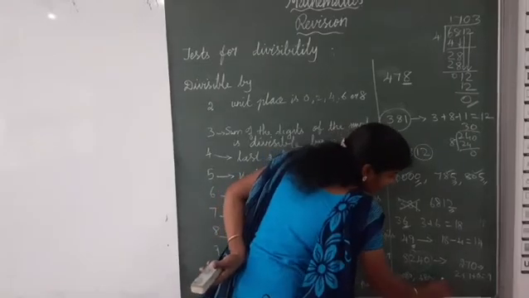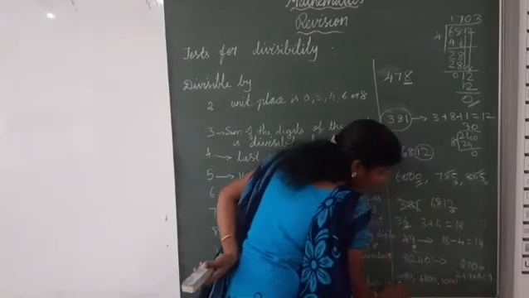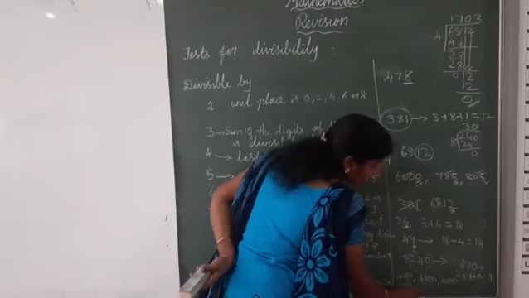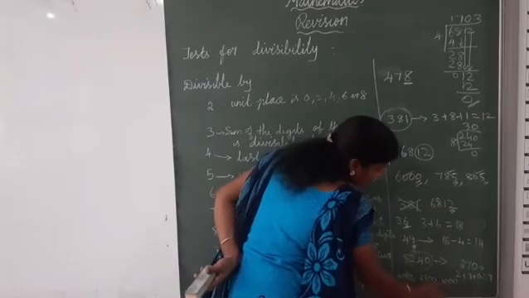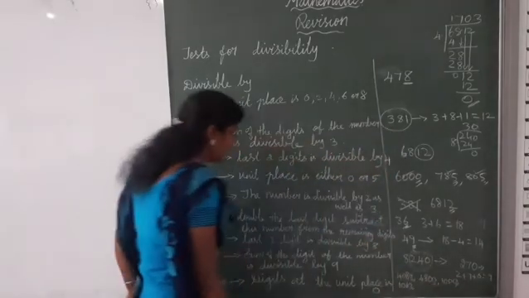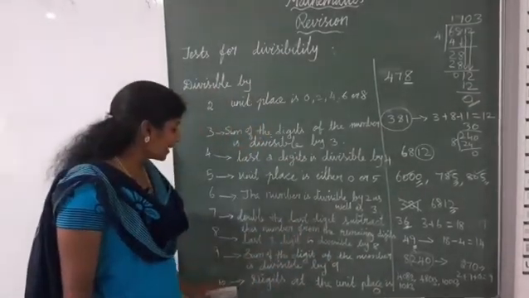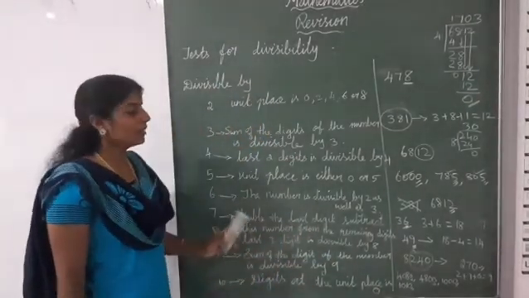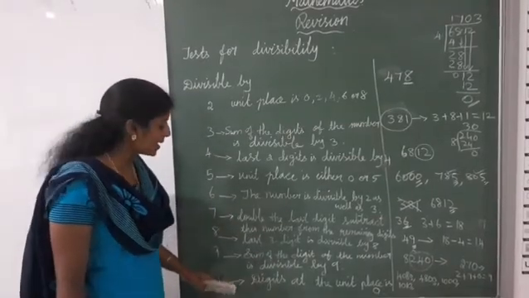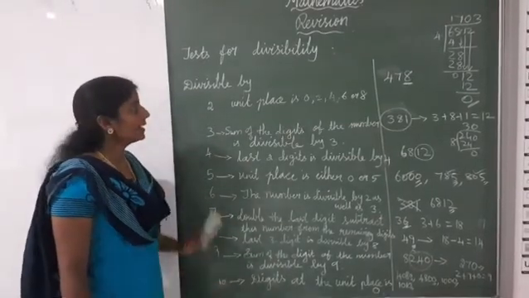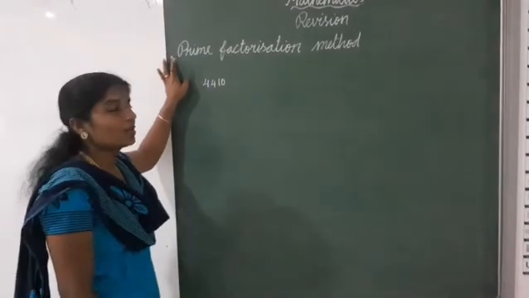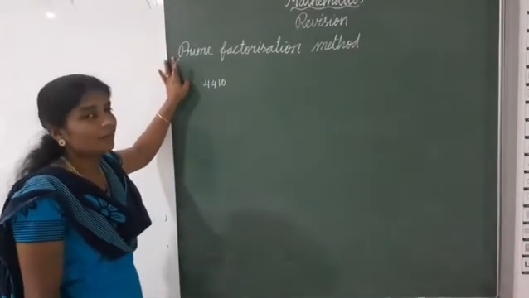4,800, then 1,000, then 1,010, like this. Unit place 0 means the digit at the unit place is 0, which means that number is divisible by 10. Unit place 0 means that number is divisible by 10. Okay, clear? Factorization method. Prime factorization method.